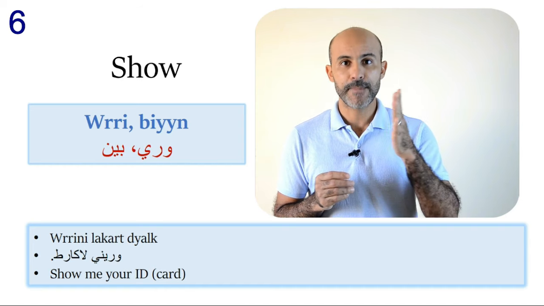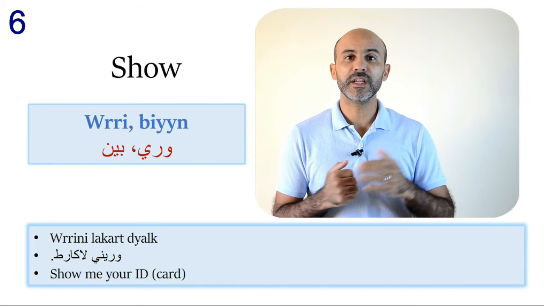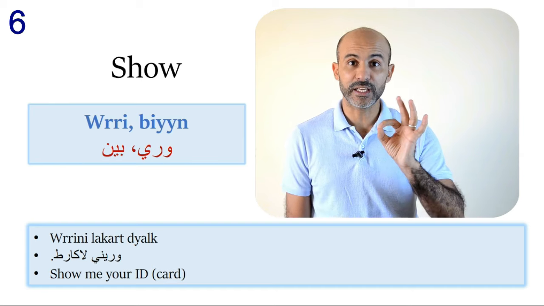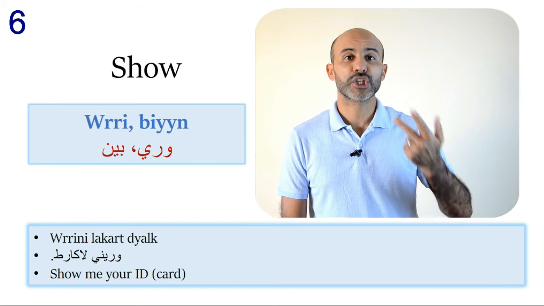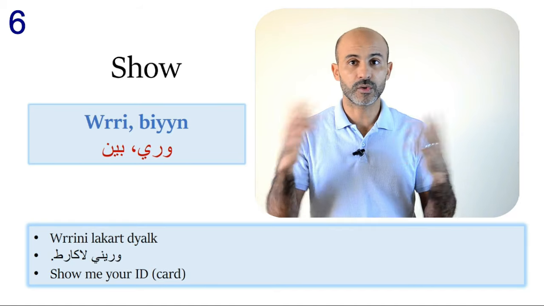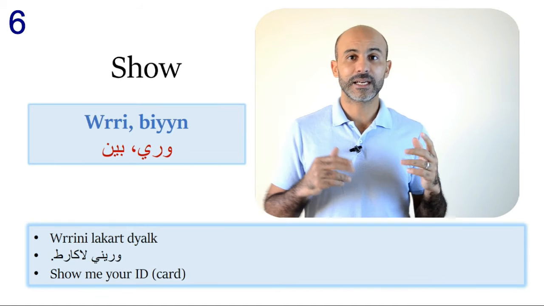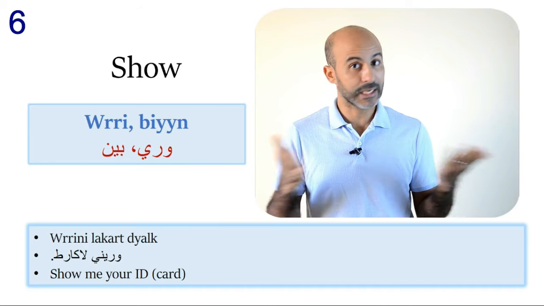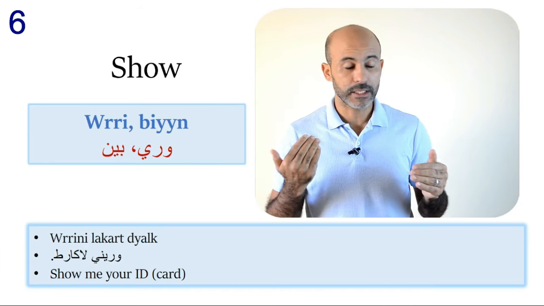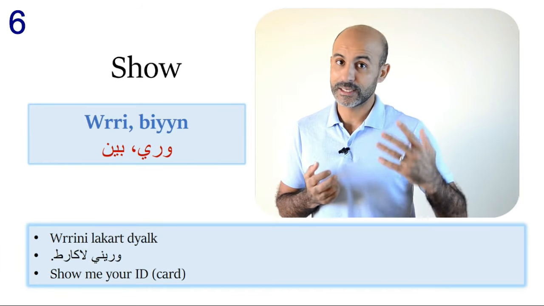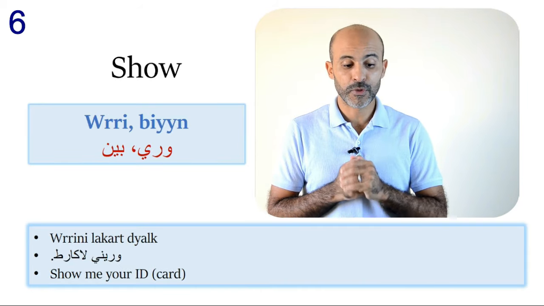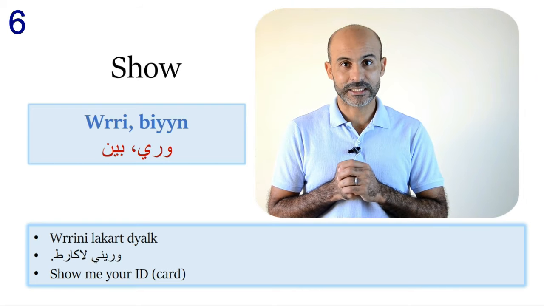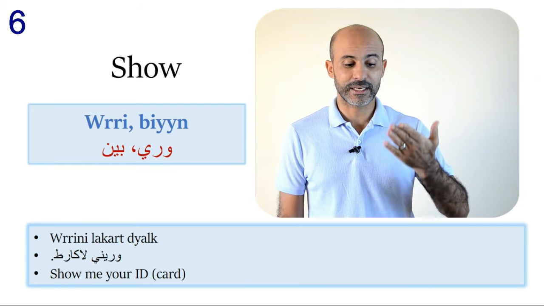وري, بين. وريني la carte ديالك, that's show me your ID or card. So la carte, this is the word we use for ID. So if you say in Morocco, عطيني la carte ديالك, this means give me your ID. So وريني la carte ديالك.